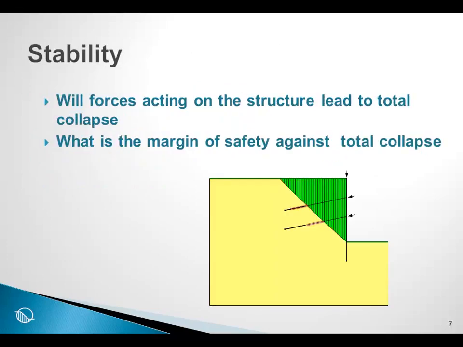On the other hand, we have the issue of stability. The question is, will the forces acting on the structure, the tieback wall, be such that they are not adequate and it leads to total collapse? Related to this, of course, we do not want the total collapse, and so from a design perspective, we talk about margins of safety against total collapse, and the analysis is being done to ensure that sufficient margins of safety are available against a total collapse.